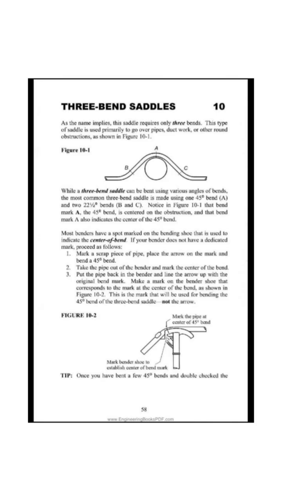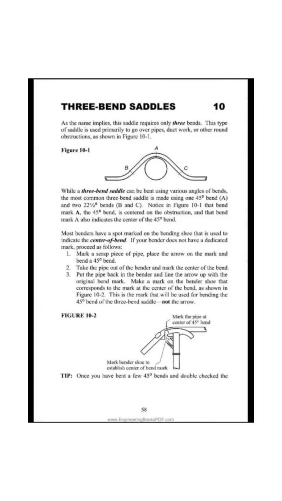Notice in figure 10-1 that bend mark A, the 45 degree bend, is centered on the obstruction, and that bend mark A also indicates the center of the 45 degree bend. Most benders have a spot marked on the bending shoe that is used to indicate the center of bend. If your bender does not have a dedicated mark, proceed as follows.